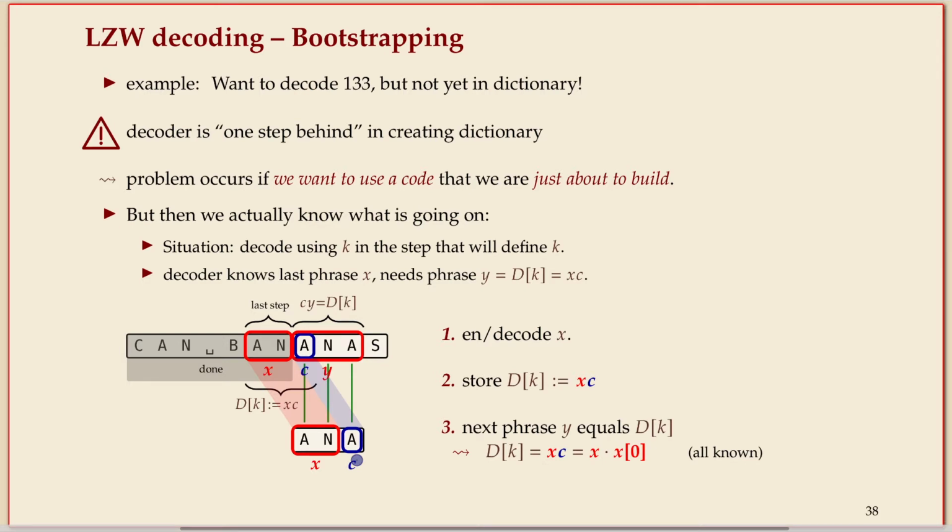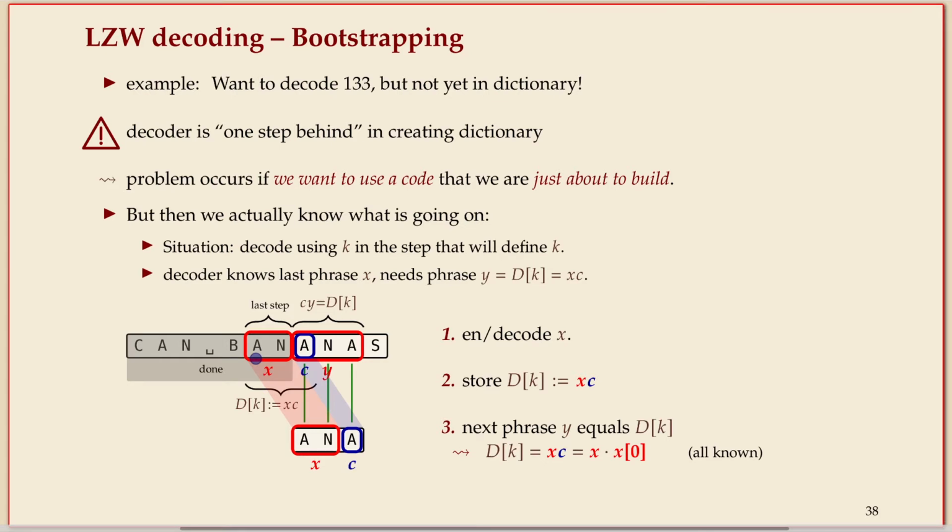Because the encoder creates a new phrase and then uses it right away. That means it must be the same thing he just inserted. And that also means we know what X and C is because they're copied over. And so in particular, we know that C is the first character of X in this case. And X we do know. That was the previous phrase.